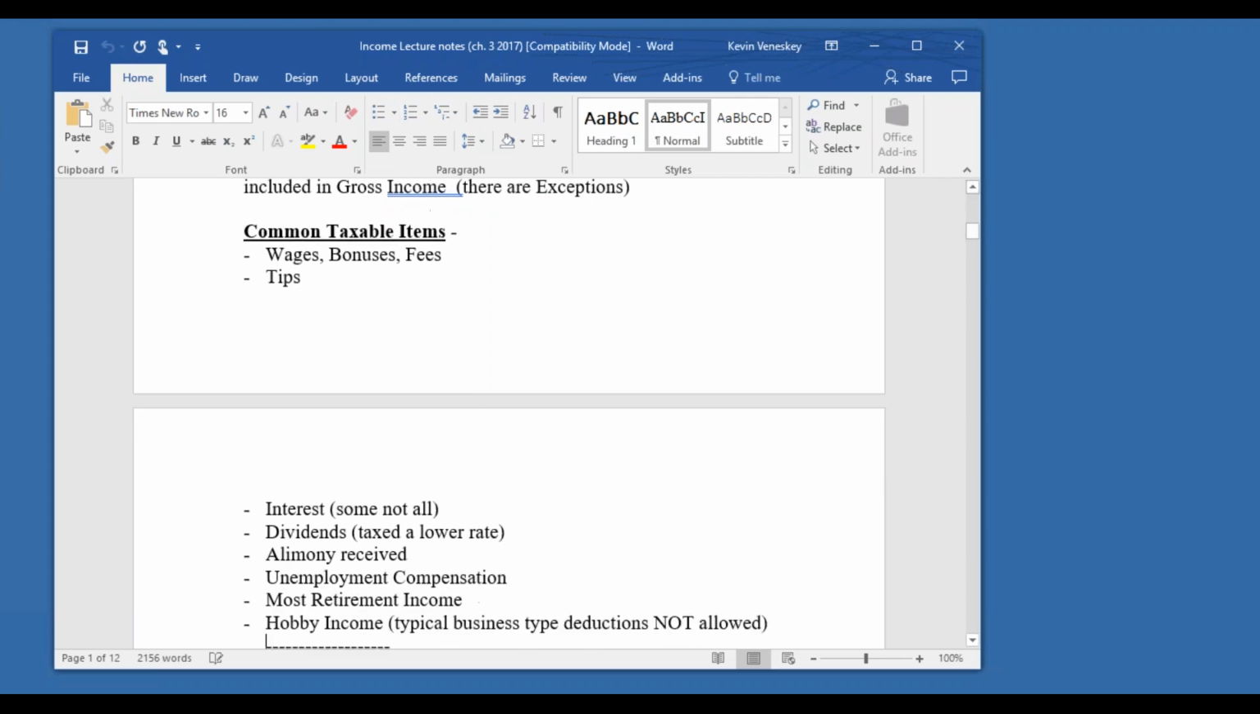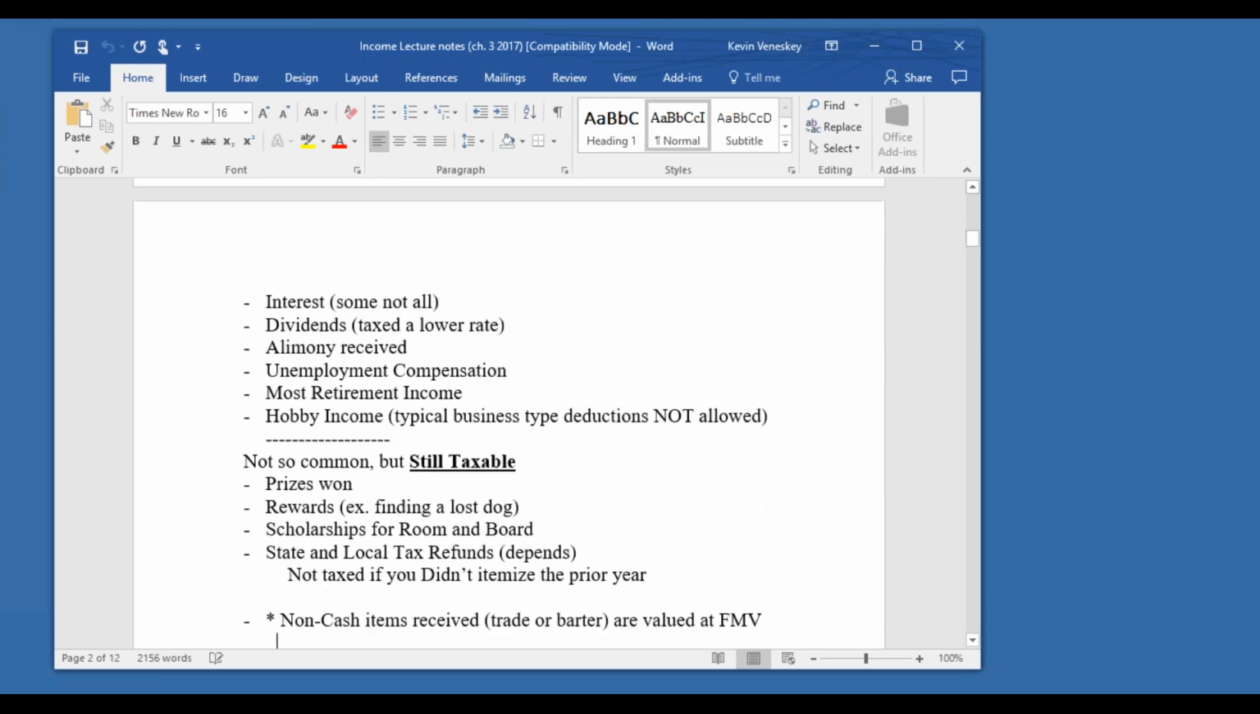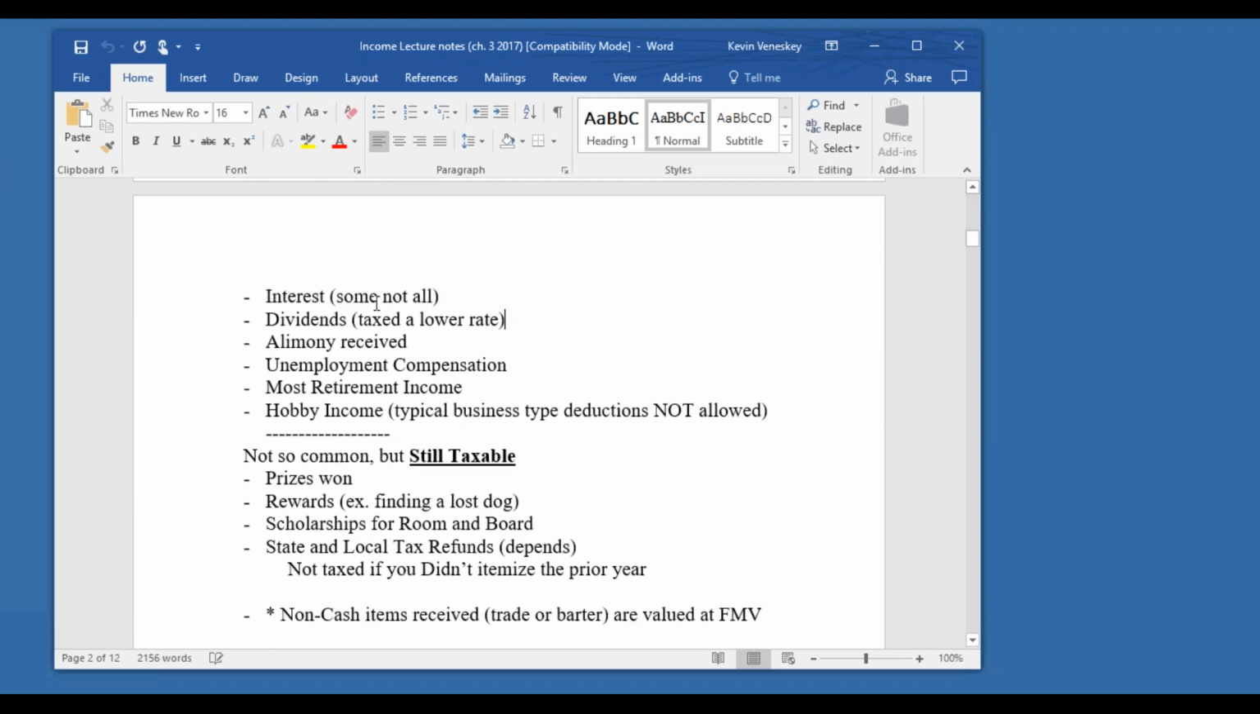All right, so common taxable items, you can see here your normal W-2 items. And then on the 1040, these are lines 8 and 9. Remember seeing the interest and the dividends. Alimony: Indiana is a no alimony state, so you won't see that here in Indiana. But in other states, if you're divorced and you get income from your spouse and it's not considered child support, that is taxable.